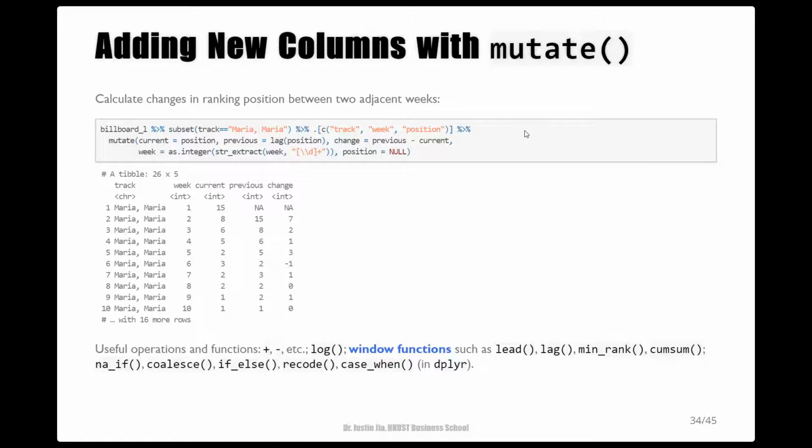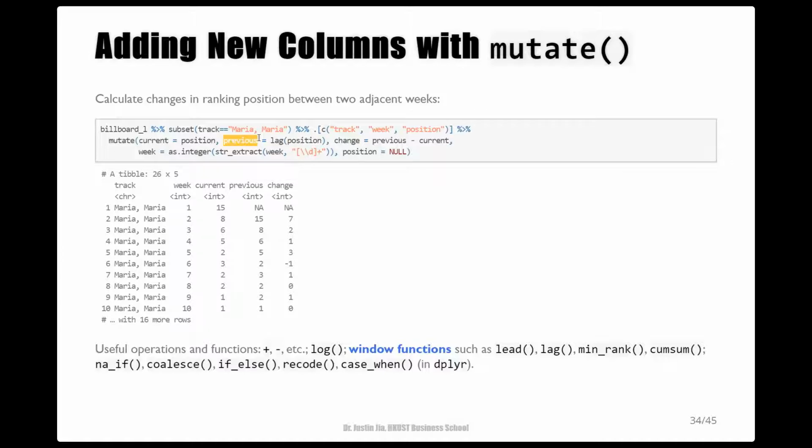Mutate takes keyword-value pairs of expressions to specify the required transformations and the names of the resulting columns. We can also use mutate to remove variables and modify existing variables. For example, here we create a new column named current by simply duplicating the position column, and use an offset function to find the positions ahead of the current ones and create a column named previous to store them.